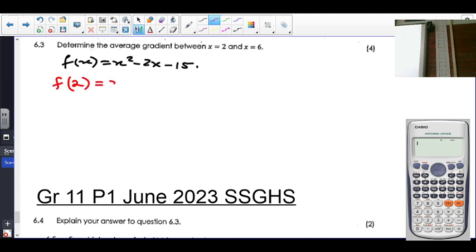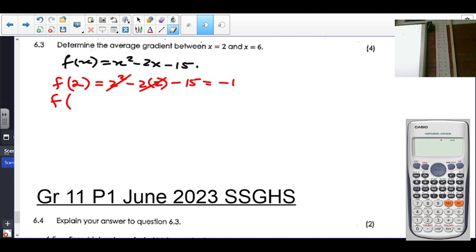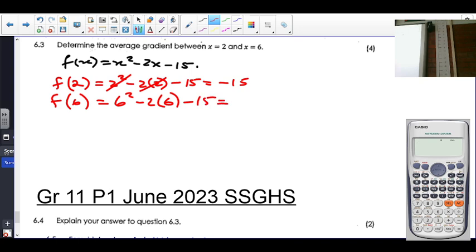So f of 2 is equal to 2 squared minus 2 by 2, which is -2 minus 17. Is that correct? -15. You're absolutely correct. Okay, I'm wrong there. -15. f of 6: then I get 6 squared minus 2 by 6. 36 minus 12 is 24. Minus 15 is 9. Is that correct? Yes, sir. 9. Alright, so the points it's going through are (2, -15) and (6, 9).